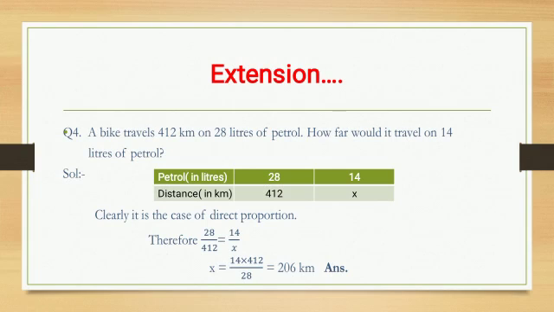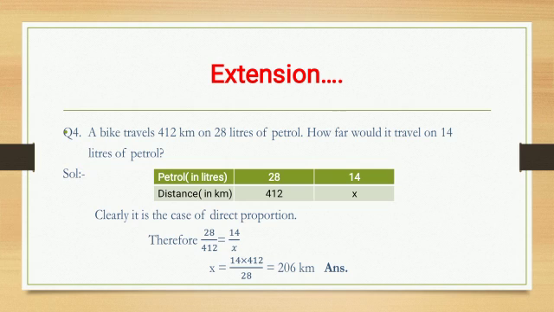Moving to our next question, number 4. This is also from your general life. A bike travels 412 kilometers on 28 liters of petrol. Right? You can say in 28 liters of petrol we can cover 412 kilometers. How far would it travel on 14 liters of petrol?